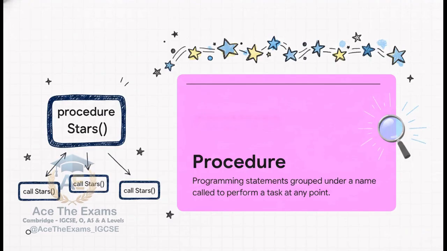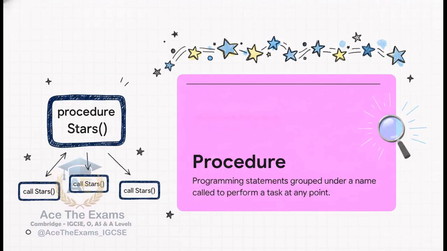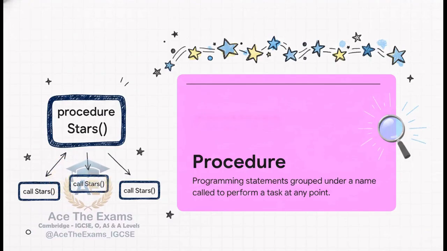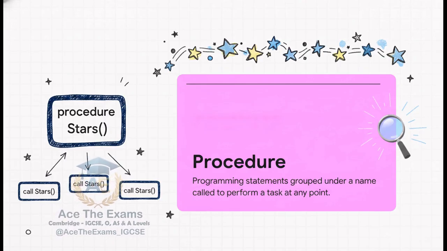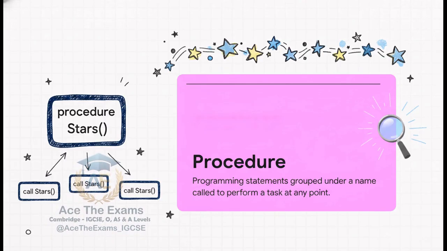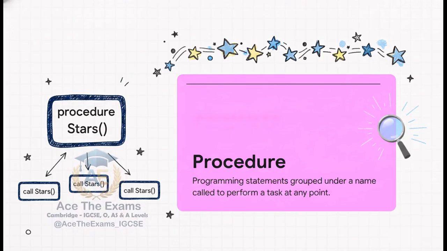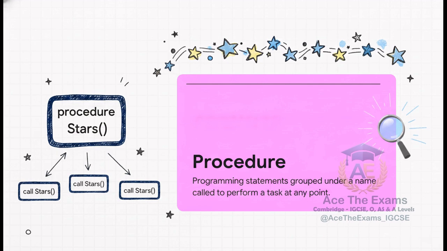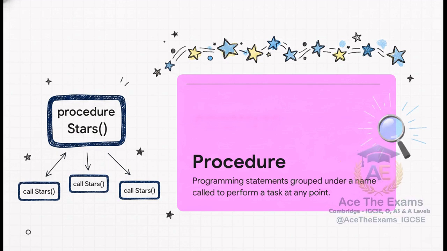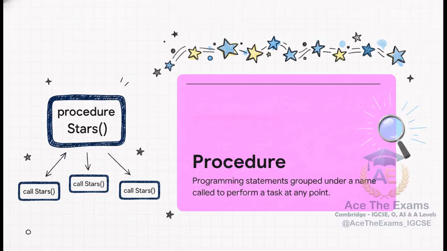Procedures are absolutely brilliant because you define them just once, and then you can call them as many times as you need. This saves you from repeating the exact same code over and over again. For instance, if you need to print a fancy border of stars across the screen multiple times to separate menus in your game, you don't copy and paste the print statements. You just write a print stars procedure and simply call that name whenever you need the border. It makes your code so much cleaner.